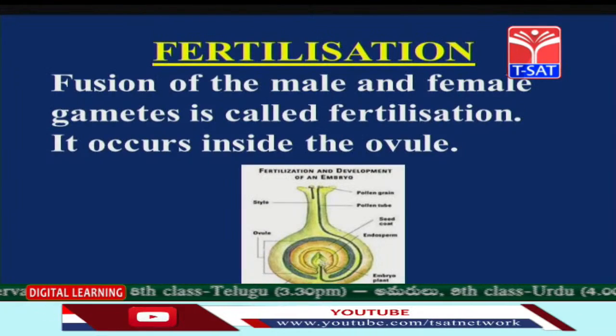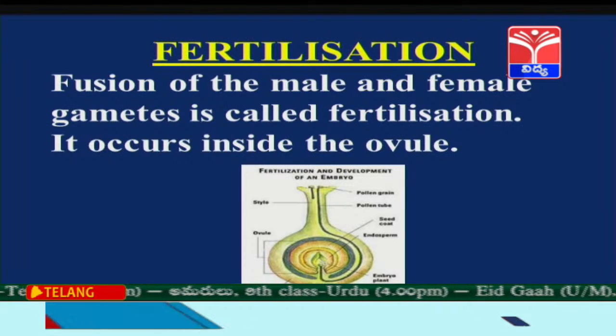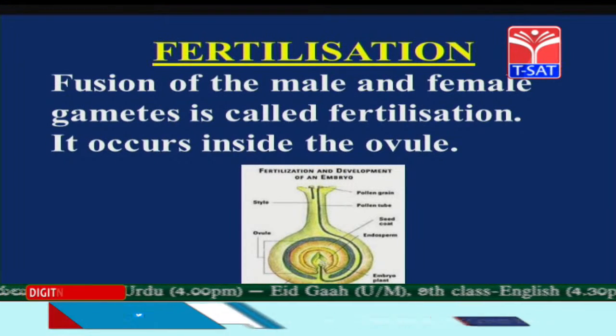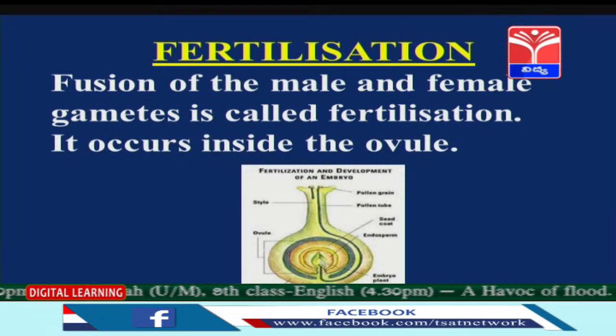So, the next one is what is meant by fertilization. In the fertilization process, the cell which is present inside the pollen grain and the egg cell which is present inside the ovule unite, and it results in the formation of a zygote which develops into a new plant. That is called the process of fertilization. Fusion of male and female gametes is called fertilization. Where does it occur? It occurs inside the ovule. Where is the ovule present? The ovule is present inside the ovary.